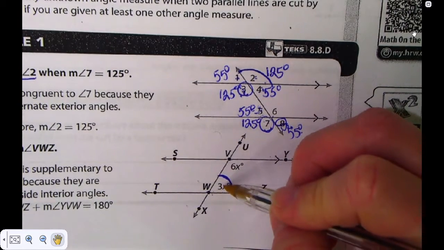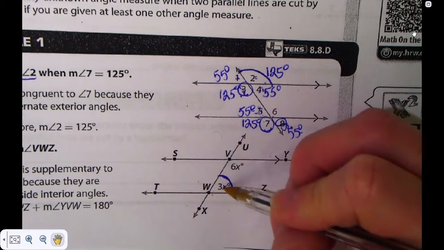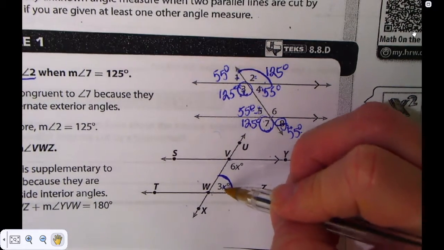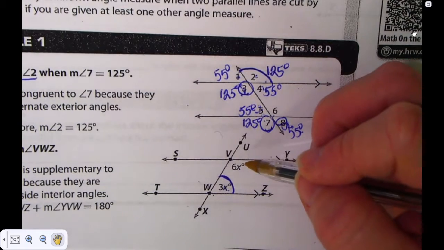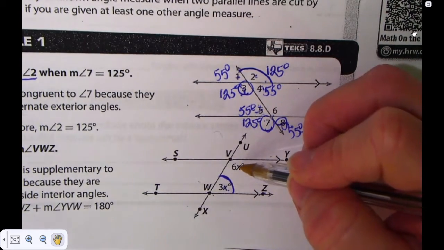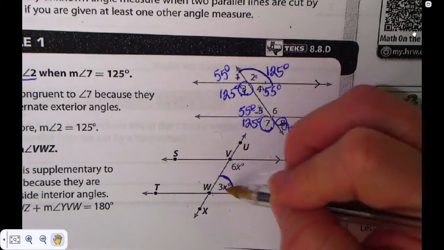Okay, that's an acute angle. This angle right here is acute. Good. So it's less than 90. What else do you notice about this diagram? I see something. It has a 6x up here. What do you know about these two angles?